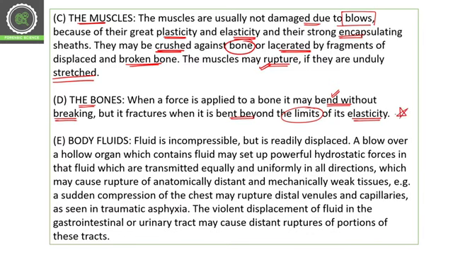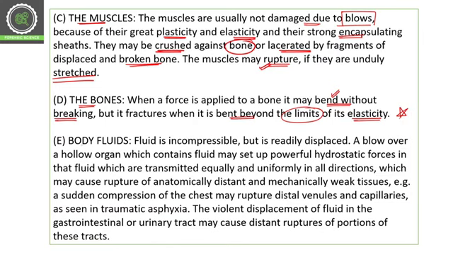So that is the basic principle: when we are stretching or applying force beyond something's capacity, it is going to get the bad effects.